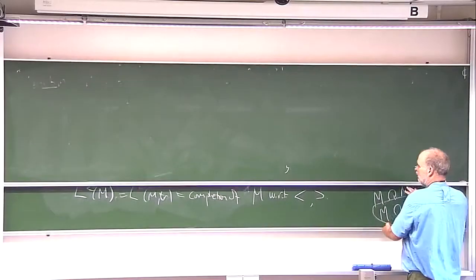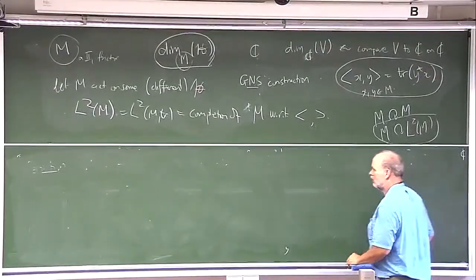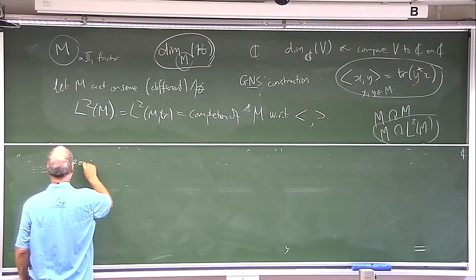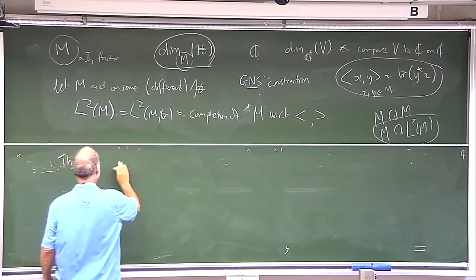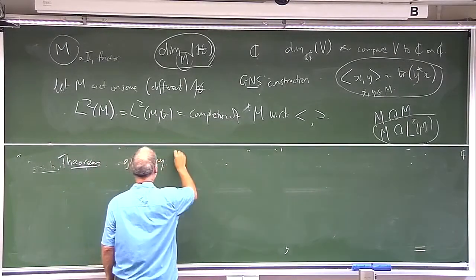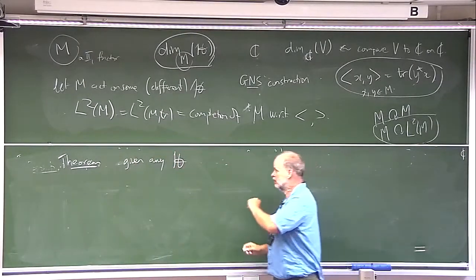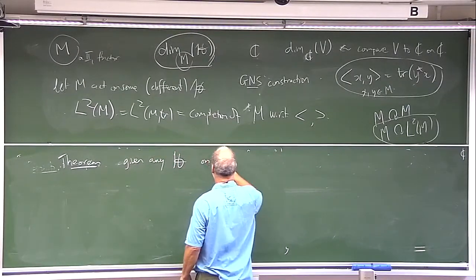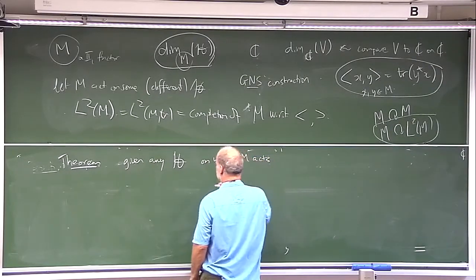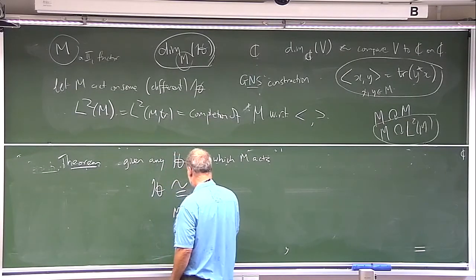Well, the theorem about arbitrary actions of a II-1 factor is that given any H on which M acts, we can write H isomorphic as an M module.